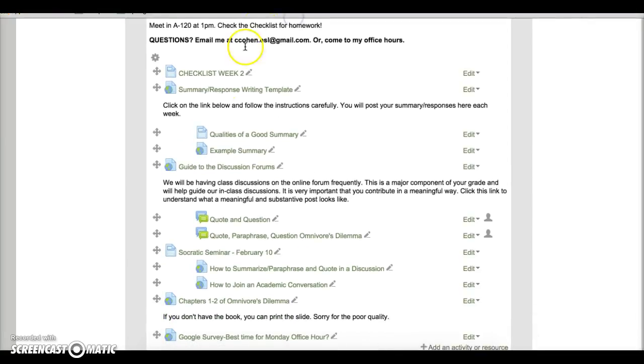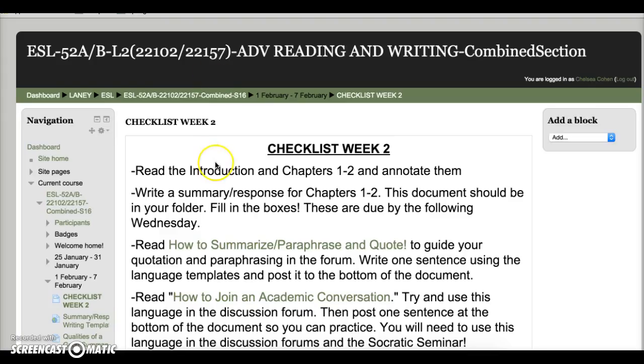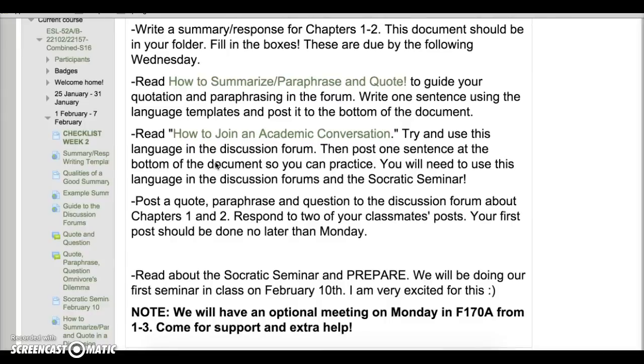Speaking of the Socratic seminar, you're going to want to prepare for that. The way you want to prepare is, again, by marking up your book, finding some meaningful quotes, and coming up with questions about those quotes. So I think annotating your book, the summary, and the response will really prepare you.